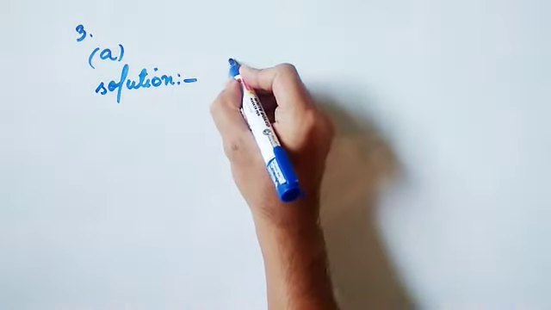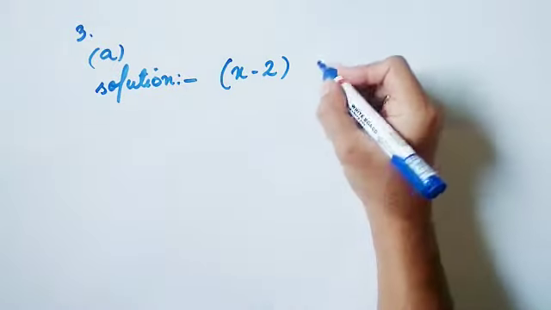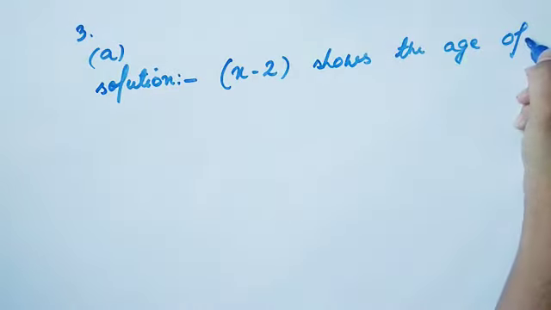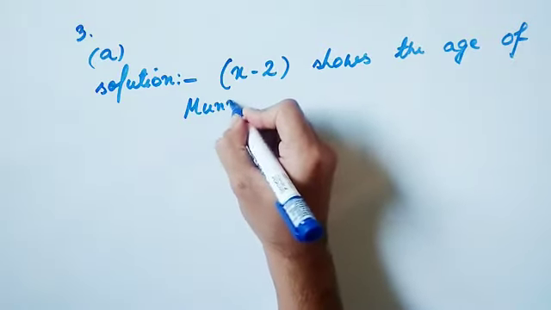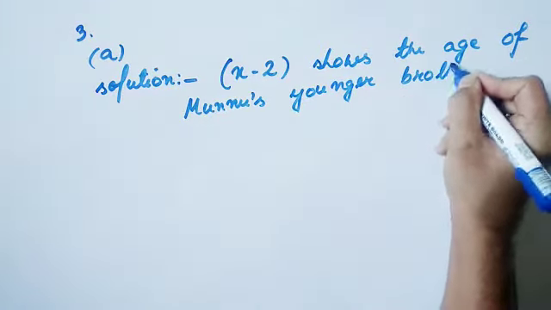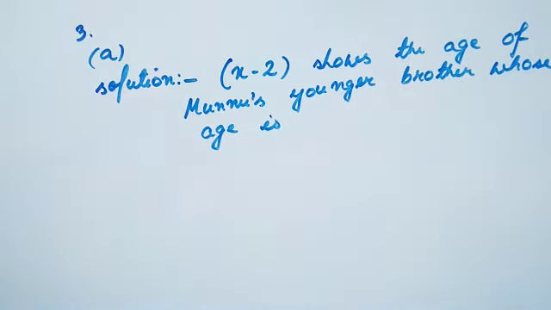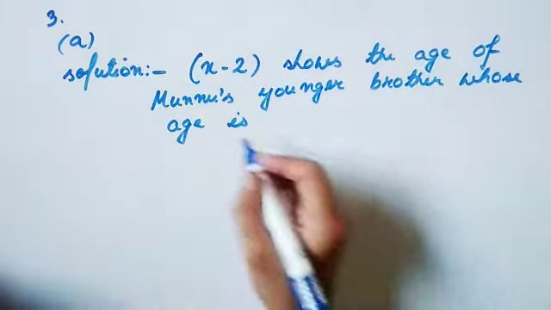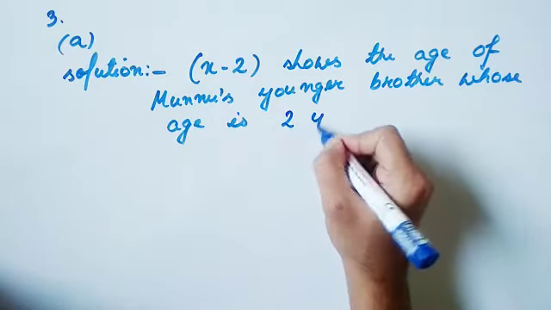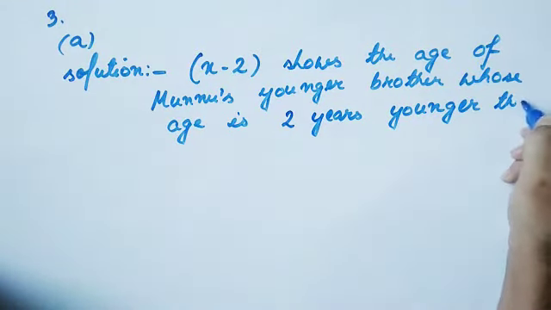First of all, the given expression is x minus 2, right? So we have to write what x minus 2 indicates. So x minus 2 shows the age of Monu's younger brother. Since there is a minus sign, Monu's younger brother's age will be 2 years younger, whose age is 2 years younger than Monu.